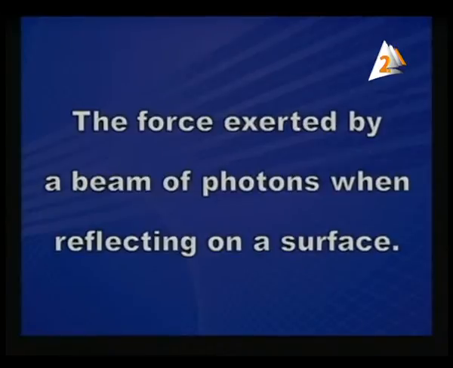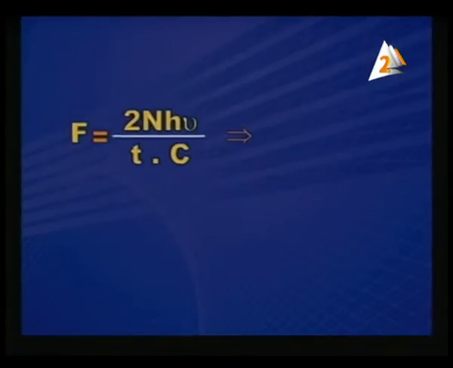The relation that gives the force exerted by a beam of photons when they are reflected on a surface. Photons exert a force. We want the relation that gives this force. Force is equal to 2n h nu over t times c. n is the number of incident photons, h Planck's constant, nu frequency, t is time, c is speed of light. And of course, n h nu over t, total energy over time, it is power.